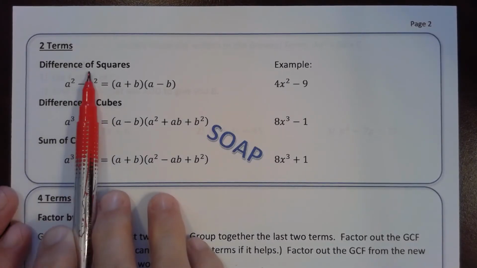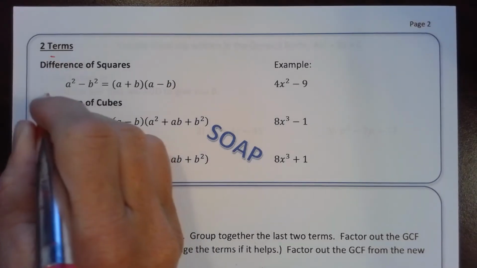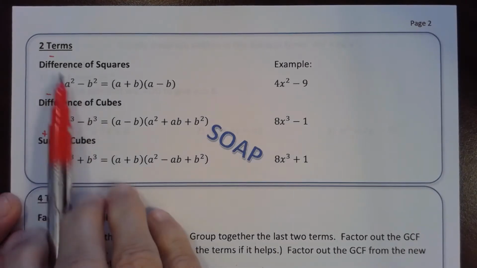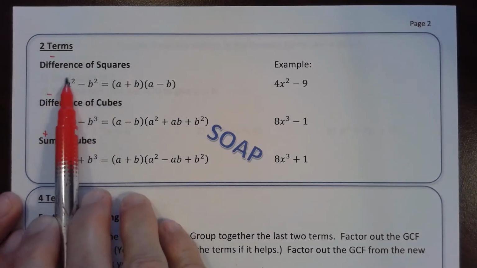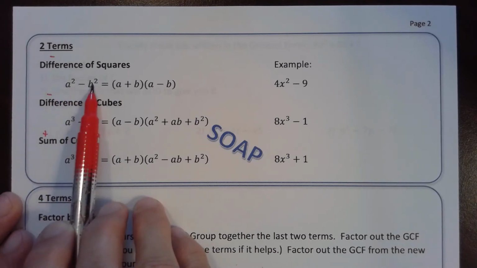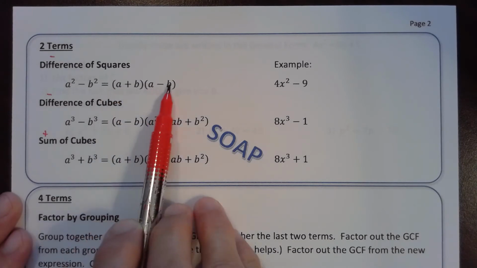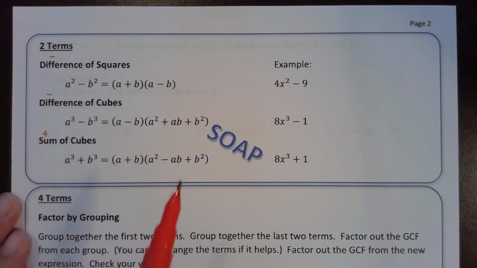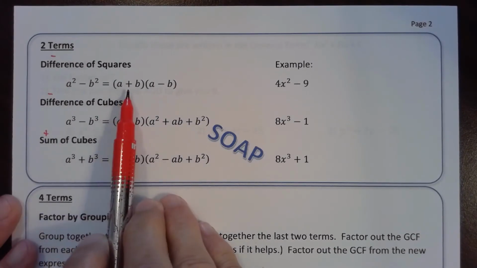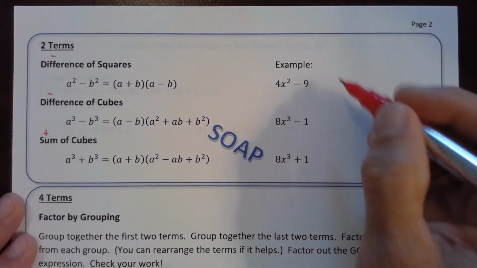For 2 terms, difference of squares. Well, difference means subtract, and sum means add. For difference of squares, your 2 terms must both be perfect squares. If they are, you put the square root of each inside the parentheses and you put a plus and a minus, and it's really that simple. It's the easiest thing to factor, but the first thing most people forget, so be careful with those. Let's look at an example.